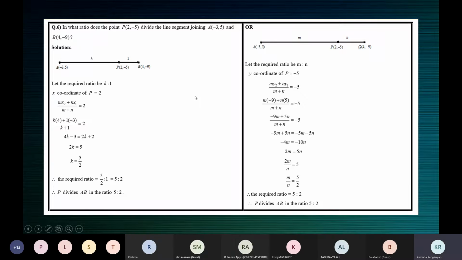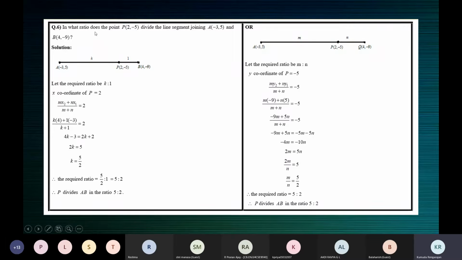All right, children. So when we discuss the answer to this question, let's see the question first. In what ratio does the point P(2, -5) divide the line segment joining A and B? It's represented here in this line segment. You can see A(3, -5), B(4, -9), and P is the point of division. P lies on AB. We know the coordinates of P, (2, -5).